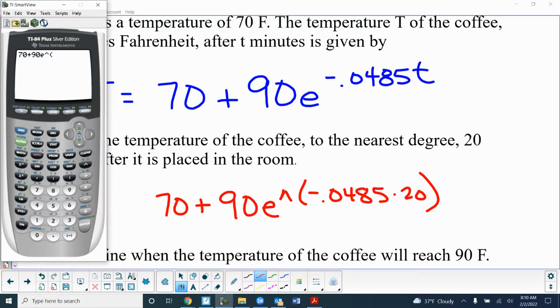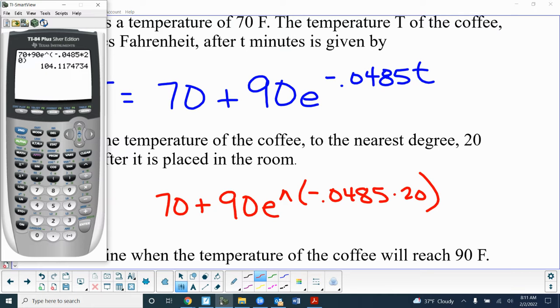Somewhere, let me find it. It's got the ln button also. So this second ln, second natural log, that's how that came up. And then I got the negative 0.0485 times 20 and close up my parentheses. Okay? So after 20 minutes, the temperature of my coffee is 104 degrees.